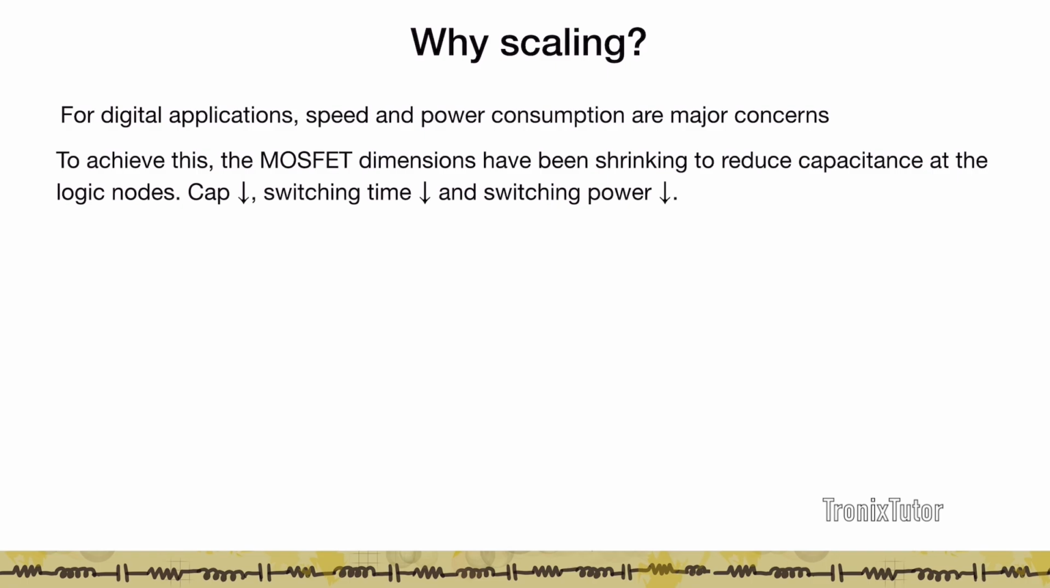So for digital applications, speed and power consumption were always the major concerns, right? As you went to newer chips, newer products, you wanted the results to come out faster than the previous, and you wanted to burn less power when arriving at the results. To achieve this, MOSFET dimensions continued to keep shrinking to reduce the capacitance at the logic node, since that was the primary factor which determined the speed of the digital circuit.